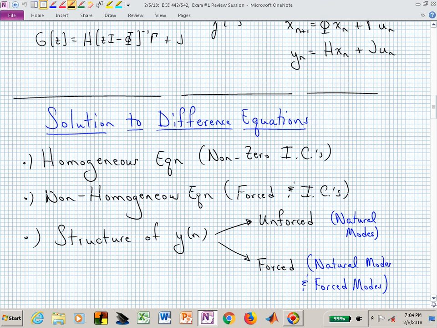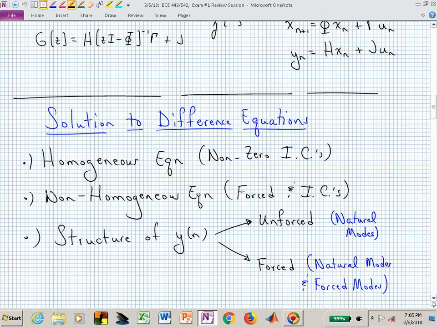Given a difference equation, you should be able to find a solution of the homogeneous part of that equation, which means you set the input to 0 and you're really just looking at what happens if I have non-zero initial conditions, how does it evolve in time?